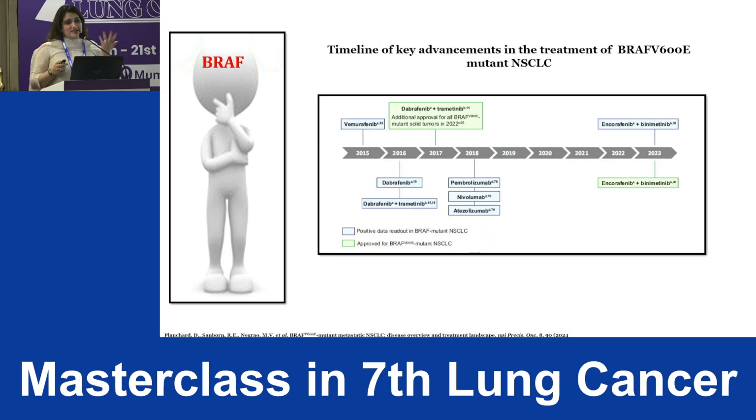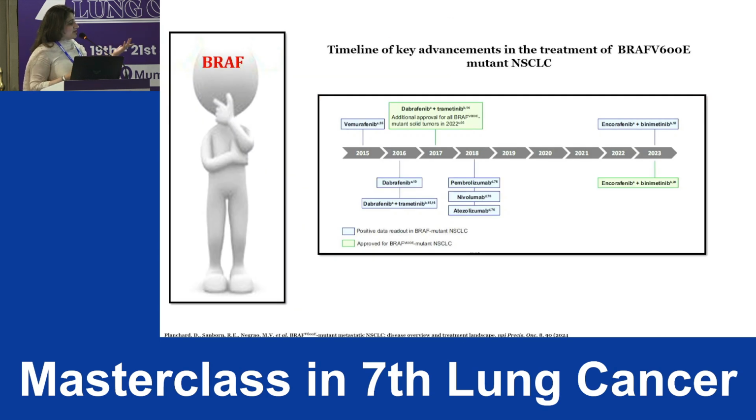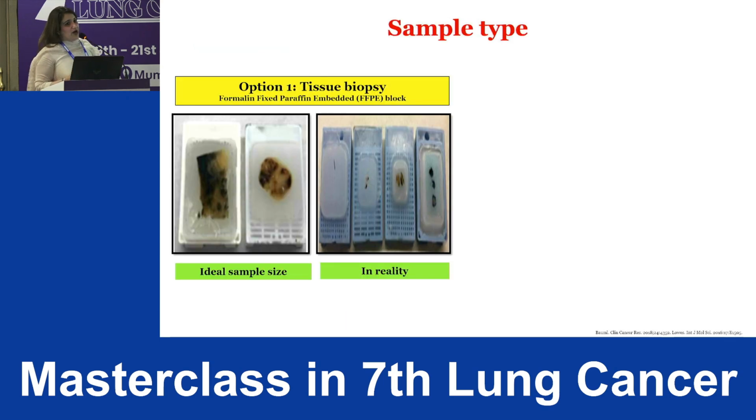So this is just the timeline of the treatment options that are available. We do have new drugs. We've got encorafenib and binimetinib, which is again a BRAF and a MEK inhibitor. Unfortunately, still not available in India. Sample type: your sample type over here can be tissue, but if tissue is an issue, liquid.